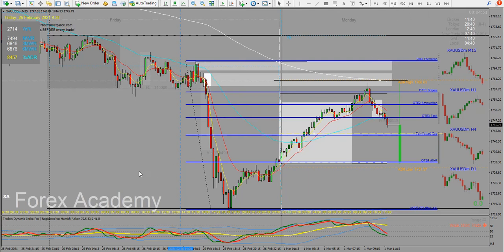Hope you enjoy. I only wanted to share this live trade with you guys on gold. This is how I trade, guys, on a daily.